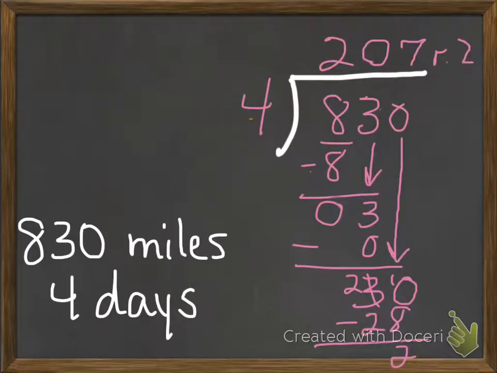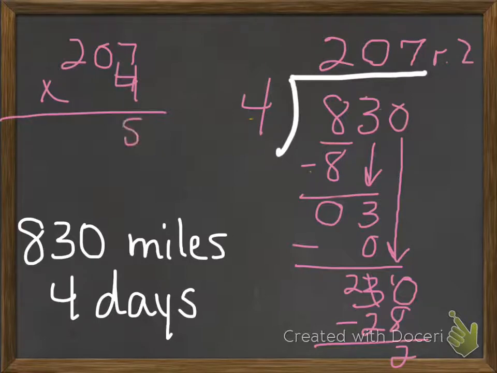Okay, I can double check by multiplying 207 times 4. Times 4. 4 times 7 is 28. Add that up there. 4 times 0 is 0, plus 2 is 2. 4 times 2 is 8. Remember, we had our remainder. We had 2 as our remainder, so we got to add those on there.